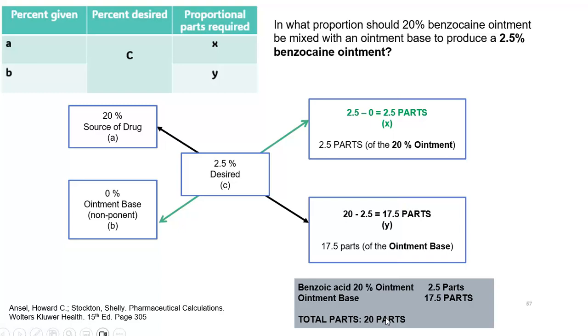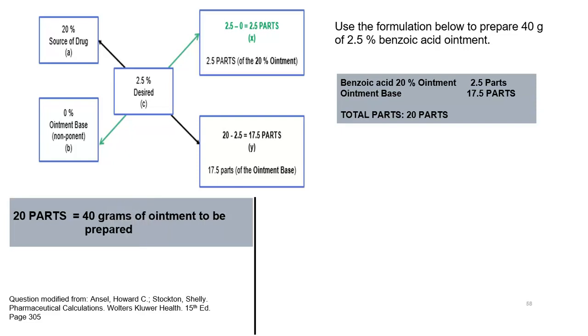So remember what I told you in the video about parts? If the prescription asks you for 500 grams of this ointment, the 500 grams is equal to the 20 parts. Okay? If it asks you for 250 grams, the 250 grams becomes 20 parts. So you can either solve it by solving what one part would represent, or you use dimensional analysis.